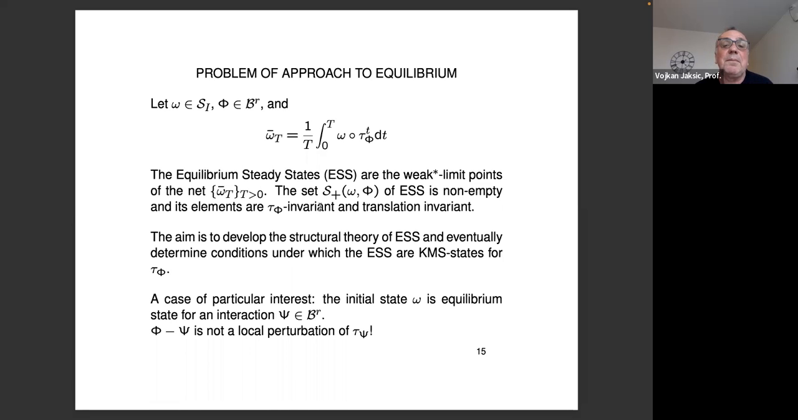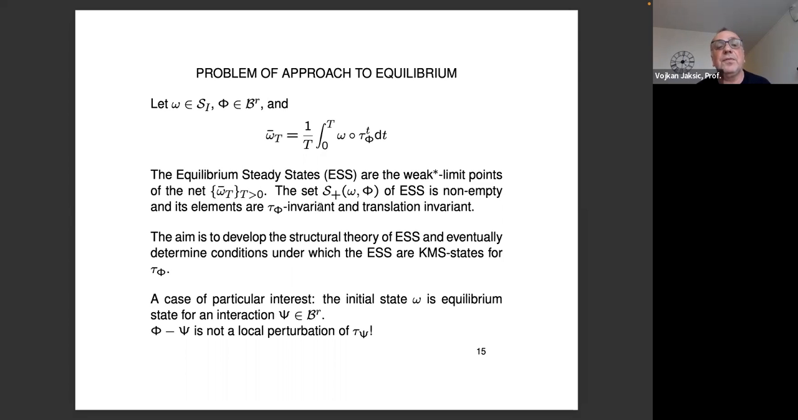I will discuss it in the setting I have introduced. We are back now to the spin systems on the lattice Z^d, the translationally invariant setting. We start with a translationally invariant state. We fix an interaction. We have a flow. And then we look at the time averages of the state omega along the trajectory. So basically, you start with a translation invariant state, which could be far from equilibrium, and then you let it flow under regular enough dynamics, and you want to see whether it approaches some limit. What are the limits as t goes to infinity?